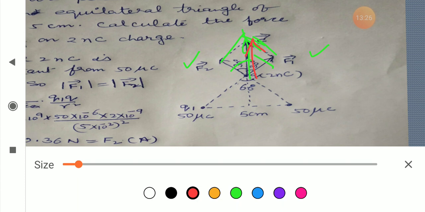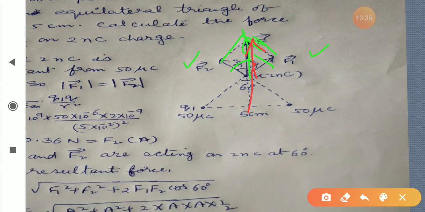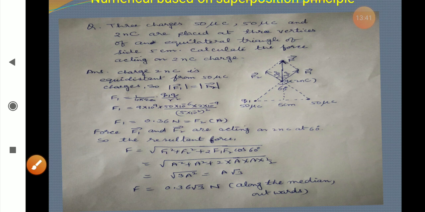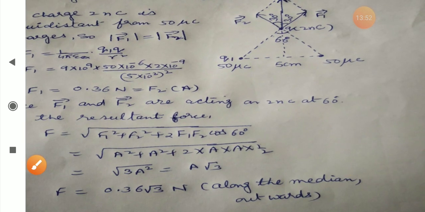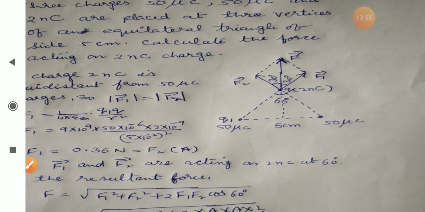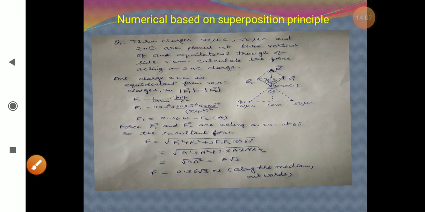And if it is making equal angle, and if I try to produce it backwards, it is going to be along this, its median only, perpendicular bisector. Therefore, we can say that the resultant force is acting along the median, and it is outwards. This is the resultant force acting on this charge 2 nanocoulomb. So that is how we solve problems based on superposition principle.